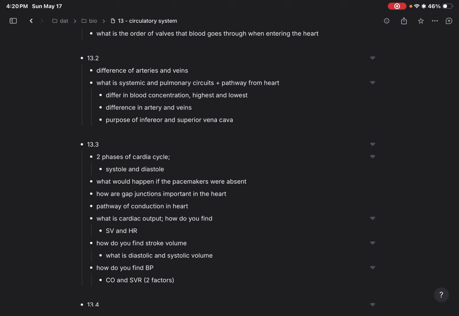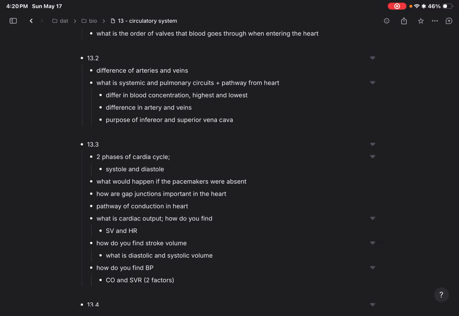So, difference in blood concentration, highest and lowest. So the highest oxygen concentration will be in the pulmonary veins, because they're bringing back oxygenated blood that's been freshly oxygenated, while the least oxygenated blood will be in the superior and inferior vena cava, because they're veins bringing back the blood that's been used all over the body.